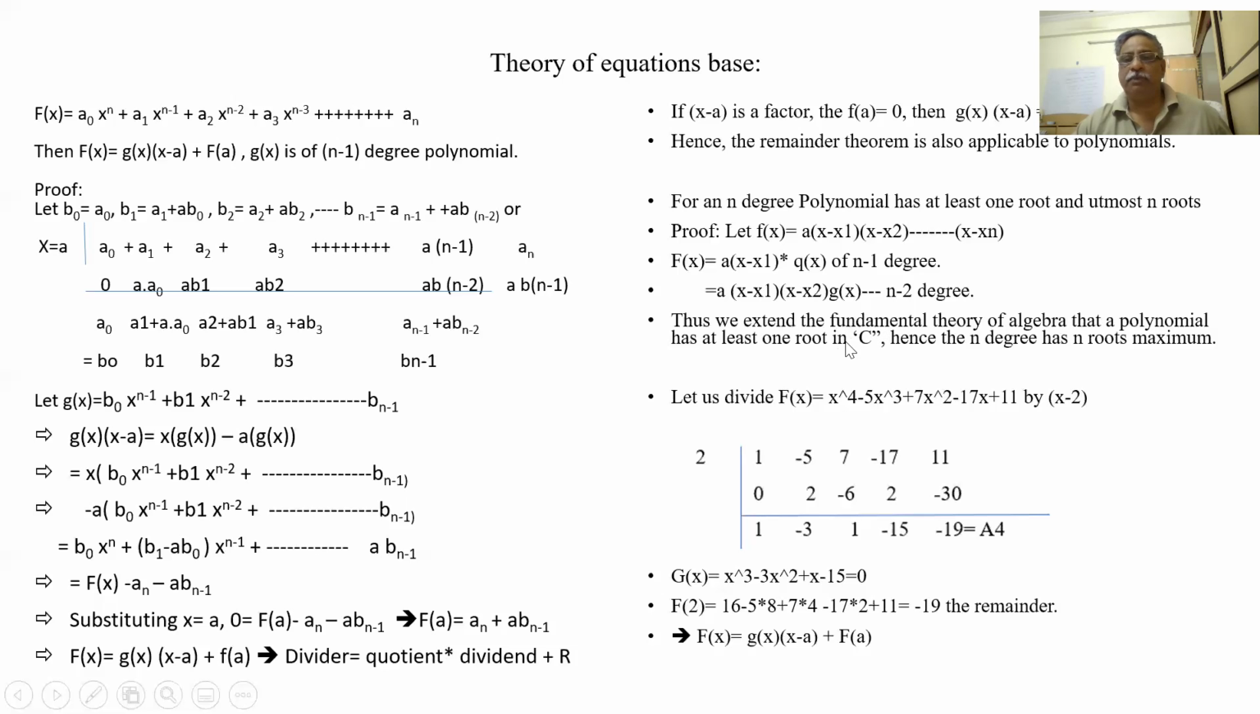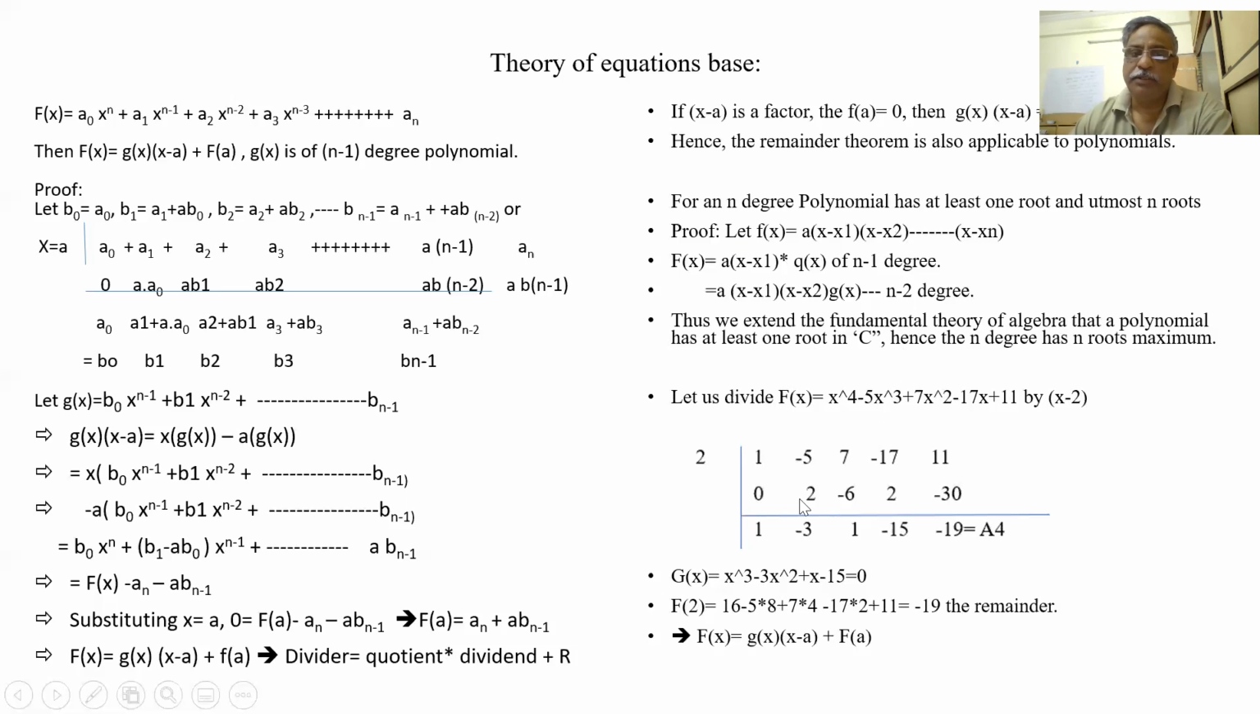C is complex, a plus ib, complex number. So n degree has n roots. An n degree polynomial has at most n roots, out of which some may be repetitive, some may not be repetitive, but they have a total of n roots. Because if I multiply n times, I will get x to the power of n. Suppose I multiply n times, what I am getting is x into x into x into x, to the power of n, an n degree polynomial.